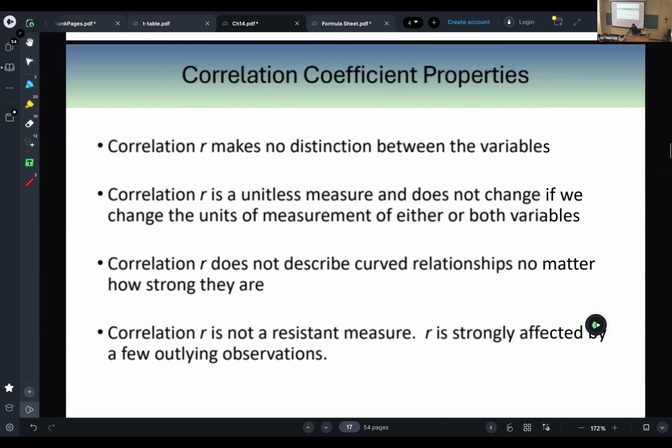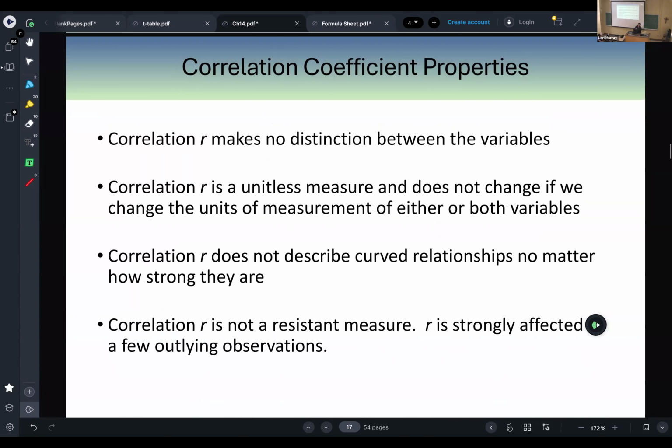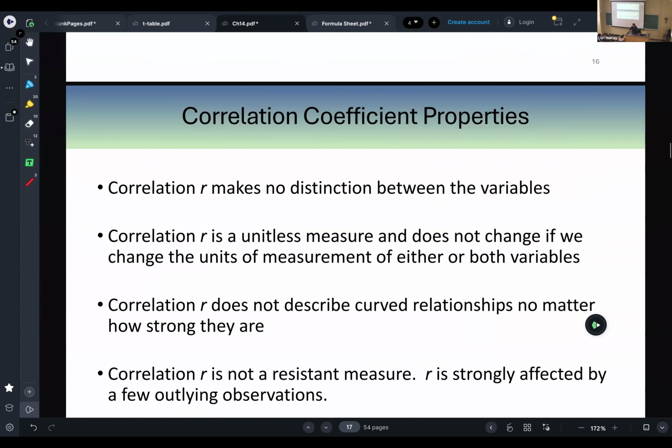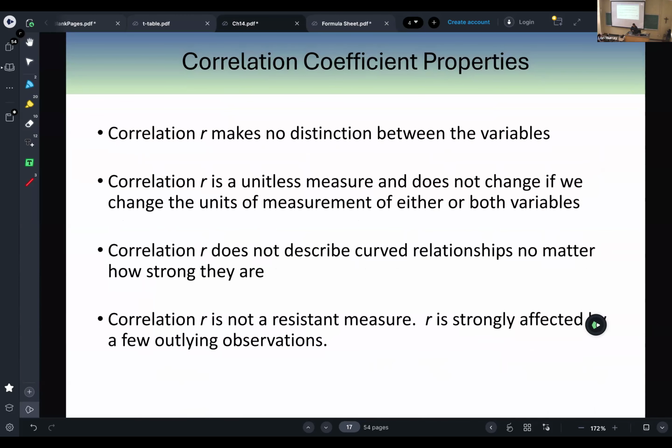Still showing negative. So correlation makes no distinction. If I was to swap the X and Y values, it would still come out the same number. So let's say I went, oh no, I've plotted this wrong. The Y should be X and the X should be Y. I would still get those values for R, right? Just the way the formula works. So you can swap them. So that's the first property.